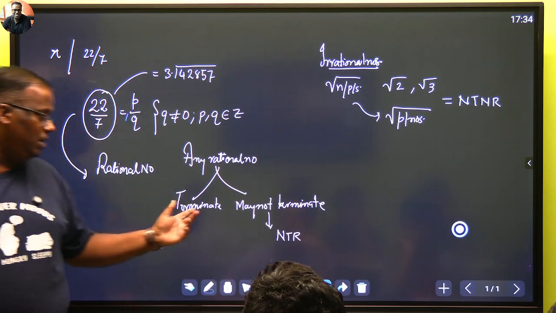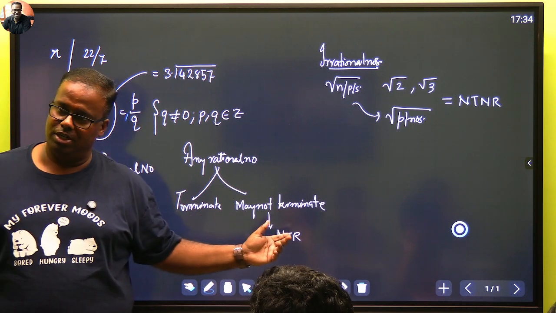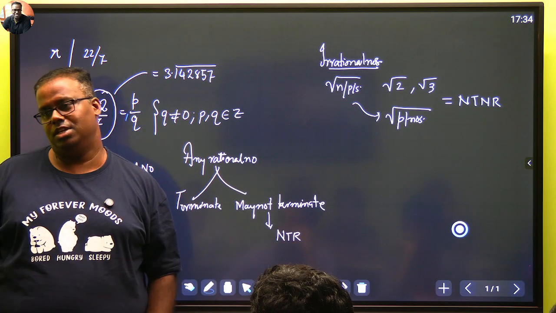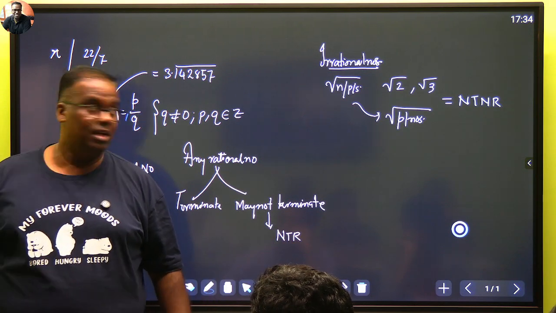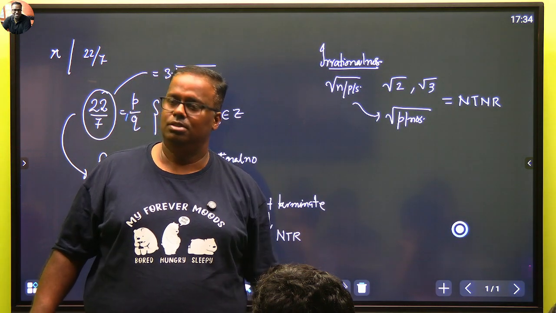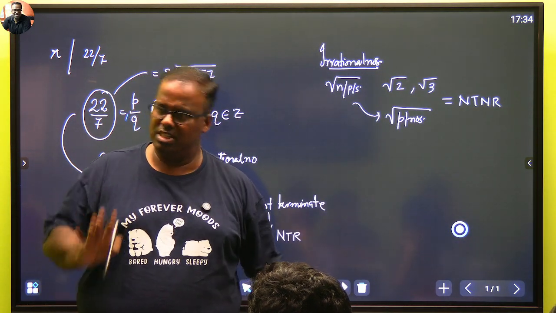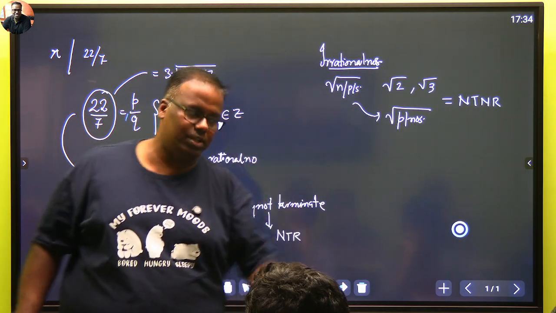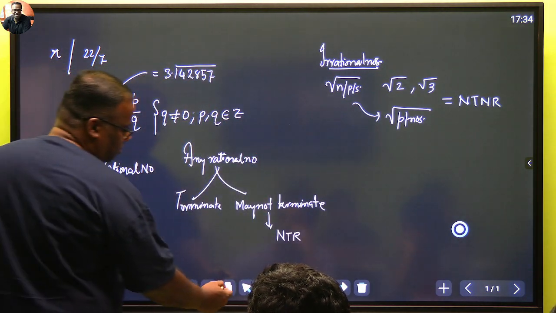A rational number may terminate, may not terminate. In may not terminate, which category will that rational number go into? Repeating only. It will not give you an NT-NR. The NT-NR is given by the typical numbers which are known as irrational numbers. Is this part clear? 22 by 7 has been addressed. Now we will address pi. Okay, can I rub this portion now?